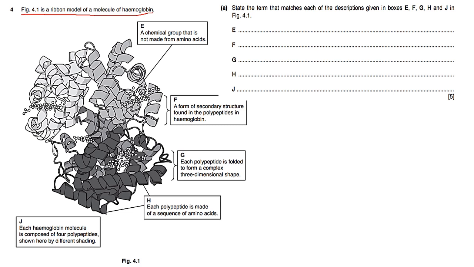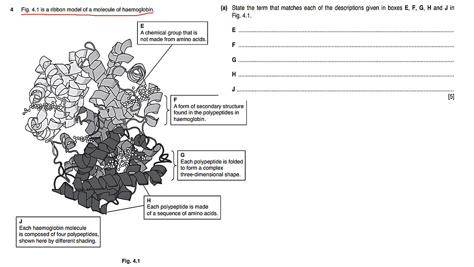And then F here says a form of secondary structure found in the polypeptides in hemoglobin. Just by looking at it, this is not something you really have to stress about and say, oh my goodness, what is in hemoglobin? You just need to look at the structure itself, and you can see that this is an alpha helix. All right, so this then would be an alpha helix.